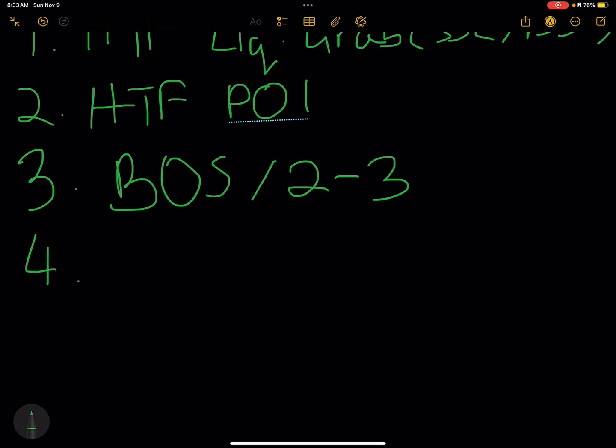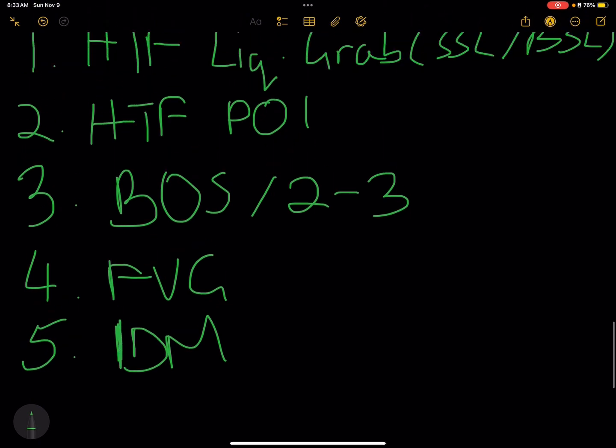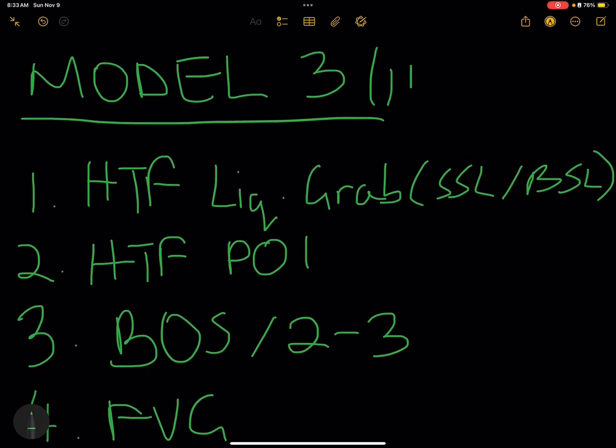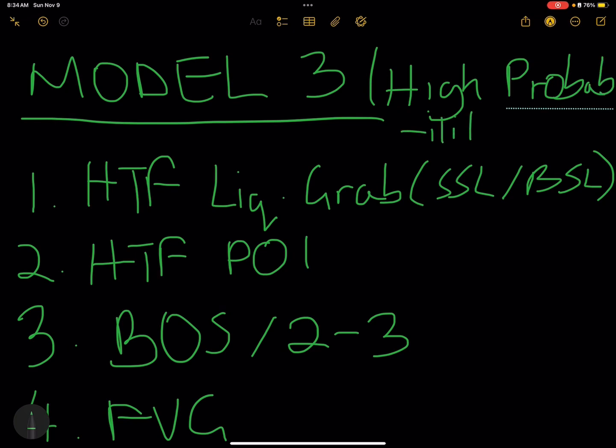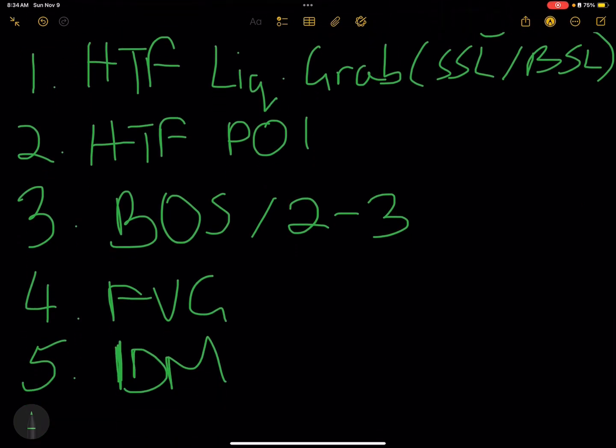Number 4, there has to be a fair value gap. Number 5, there must be inducement. And this is my favorite. I always see it all the time. There must be inducement. It's a high probability. Absolutely high probability. This is my favorite.